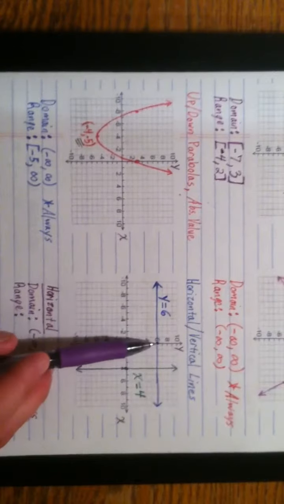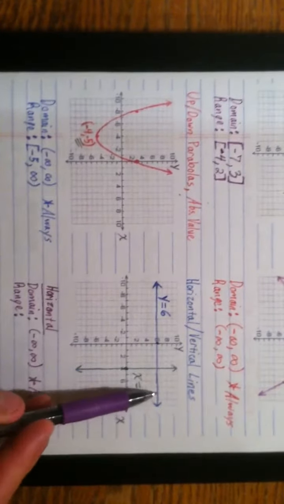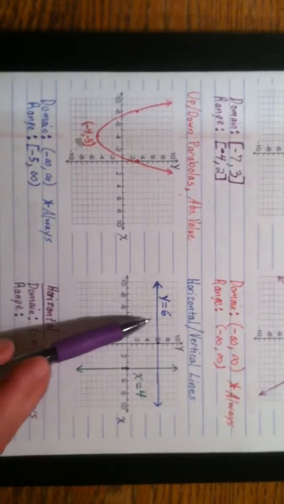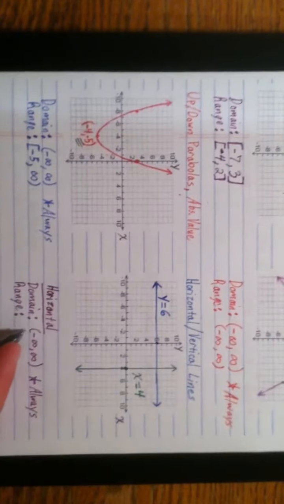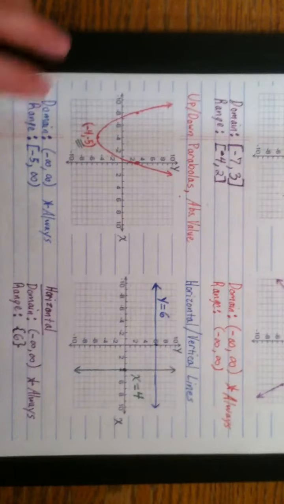This is the point (0, 6) here at the y-intercept. Over here this would be the point (8, 6). Over here this would be the point (-4, 6). The only possible y value is 6. So the range is just the set of the number 6. And that's how you would write that.